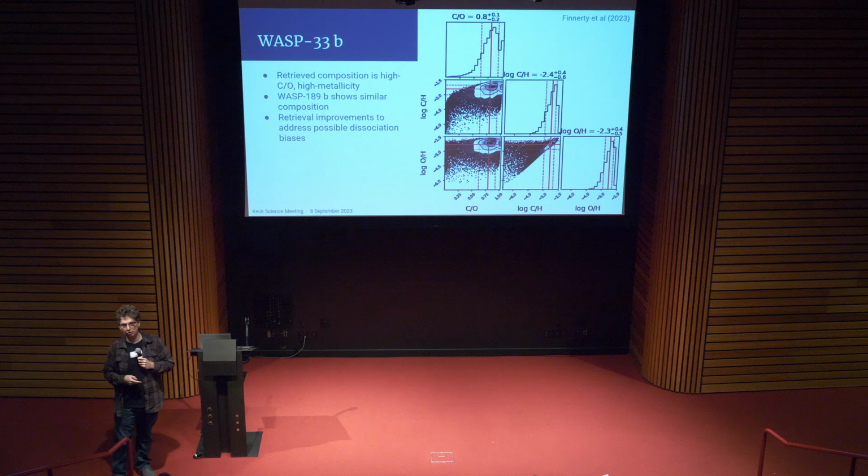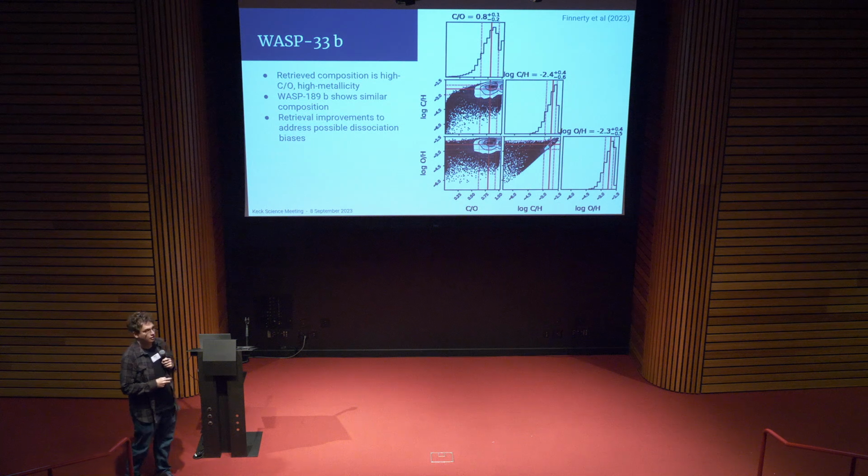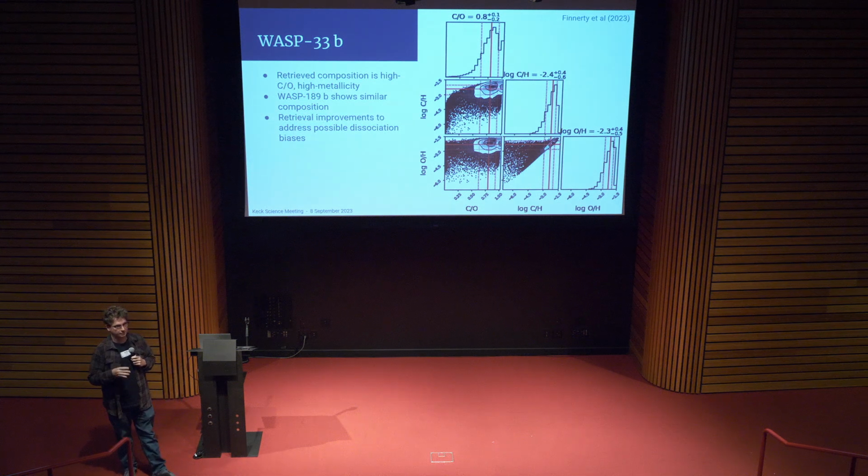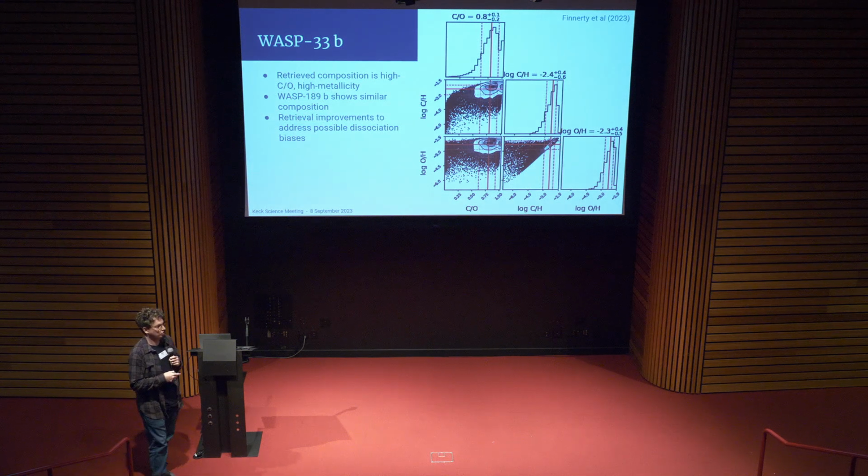We saw a very similar composition for WASP-189b, which is another ultra-hot Jupiter. The challenge for both of these is that dissociation can bias the abundances in some of the hottest planets, so that's somewhere where we're looking to improve our retrieval pipeline going forward.